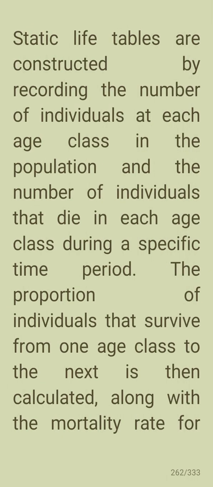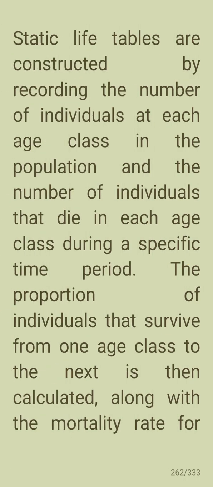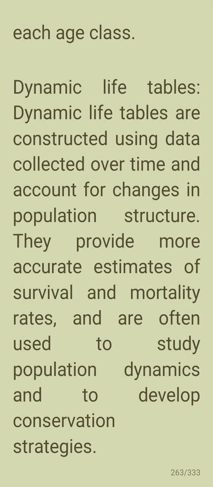Static life tables are constructed by recording the number of individuals at each age class in the population and the number of individuals that die in each age class during a specific time period. The proportion of individuals that survive from one age class to the next is then calculated, along with the mortality rate for each age class.